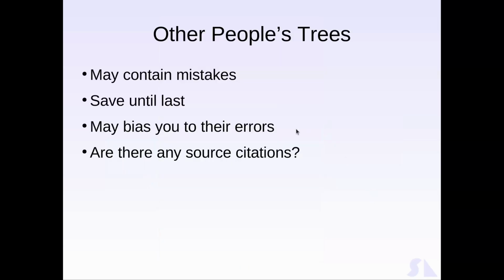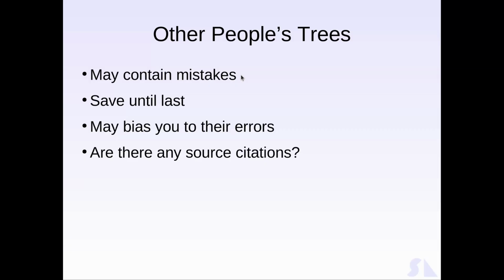Okay, so other people's trees. So once you've searched through the higher quality hints and you've done your own search and you've exhausted everything and you can't find any more information, now it's time to go look at other people's trees. But remember that, and this says may contain mistakes. I should change that to will contain mistakes. I mean, these are created by people.